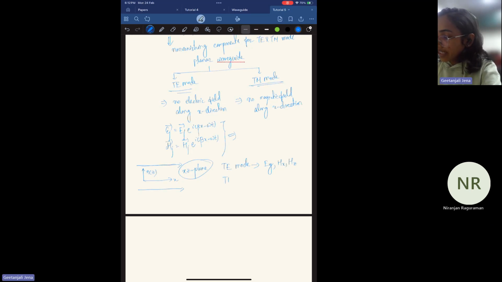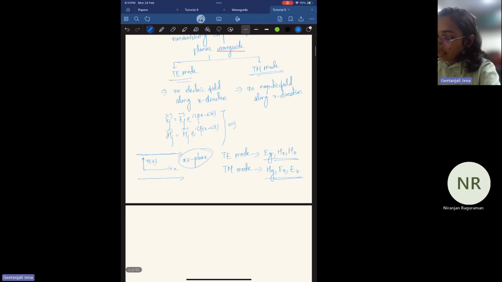Okay. And for TM mode, it will have no magnetic field in the plane, so the component will be HY, and the other components in the plane will be the electric field, EX and EZ. Okay, so this is how you can determine what are the non-vanishing components of TE and TM mode for a given profile.